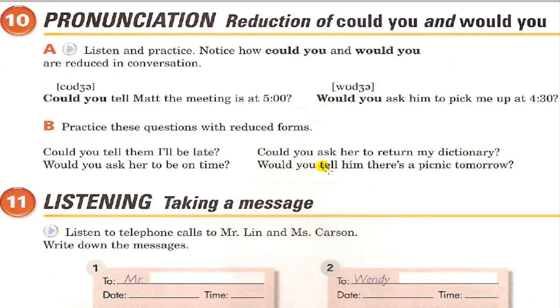Exercise number 10. Pronunciation. Reduction of could you and would you. Don't say could you, would you. No, this is wrong. Exercise 10. Pronunciation. Reduction of could you and would you. Part A. Listen and practice. Notice how could you and would you are reduced in conversation.